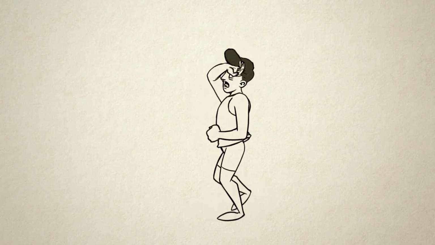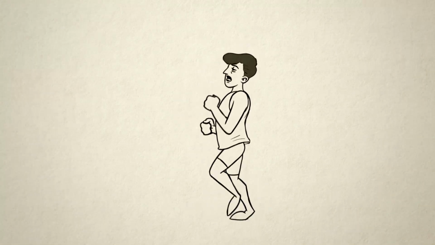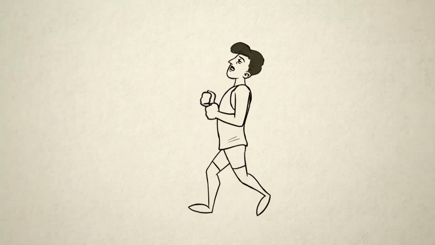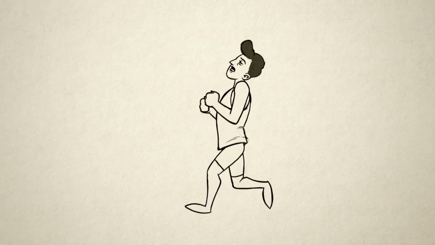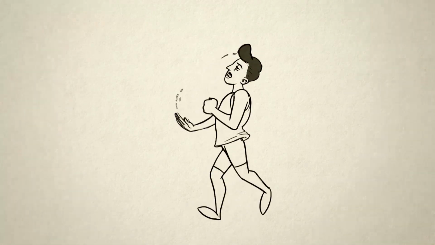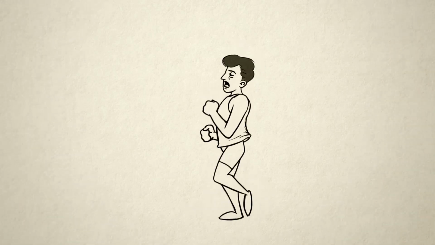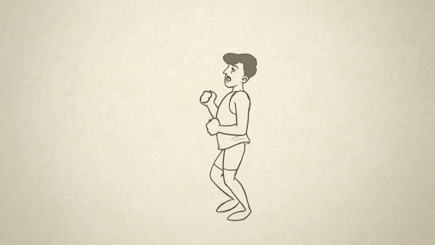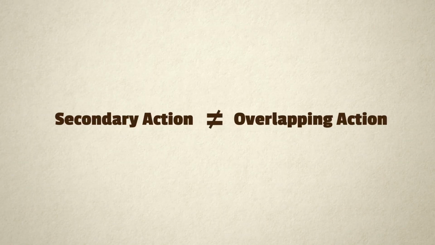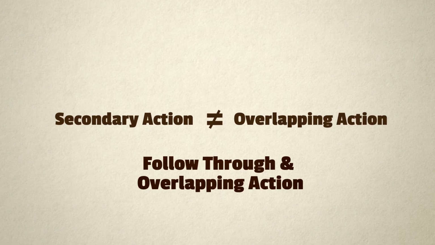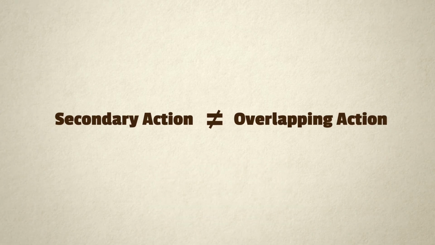You also want to make sure your secondary action can actually be seen. So keep the principle of staging in mind to make sure all your movements are clear. We wouldn't have him do that facial expression and brow wipe at the same time because his hand would be covering his face. It's easy to confuse secondary action with overlapping action, which we covered in the video on the principle follow through and overlapping action.